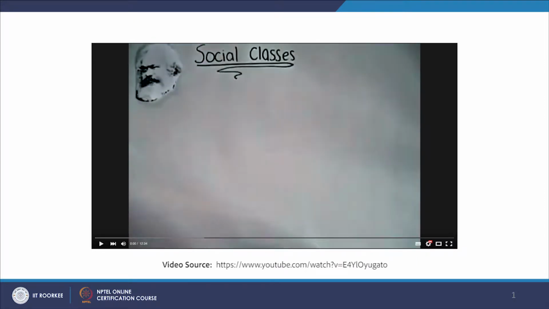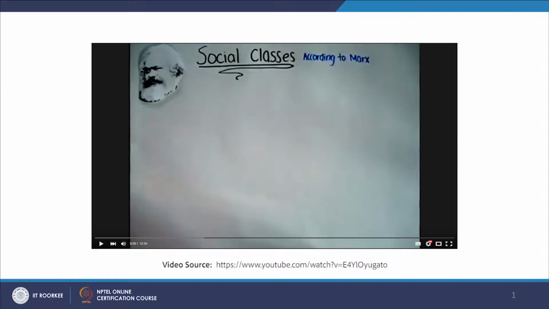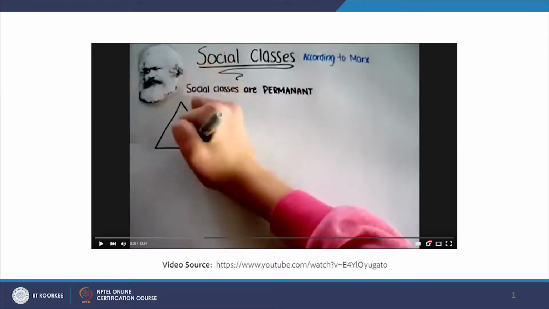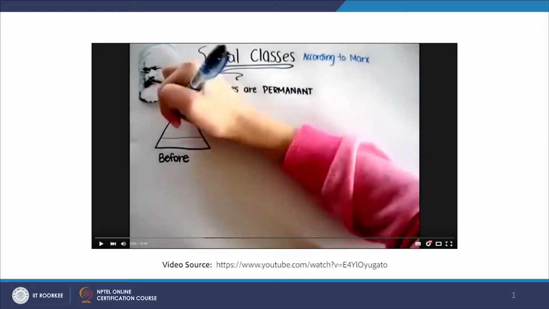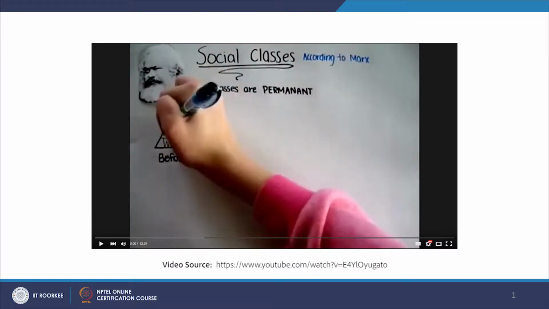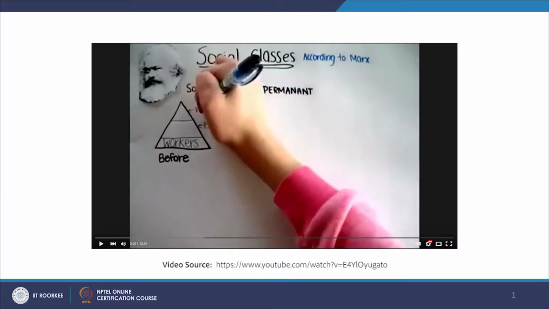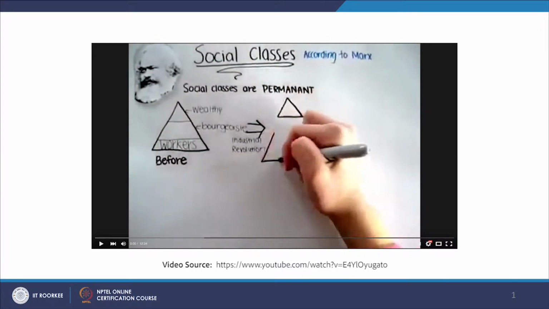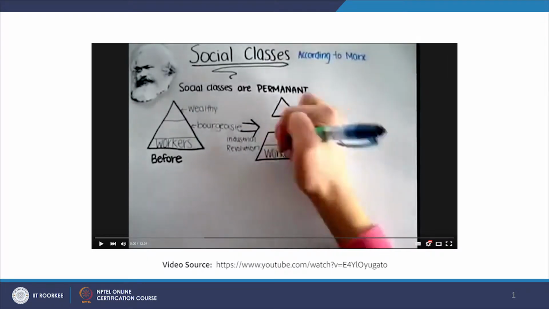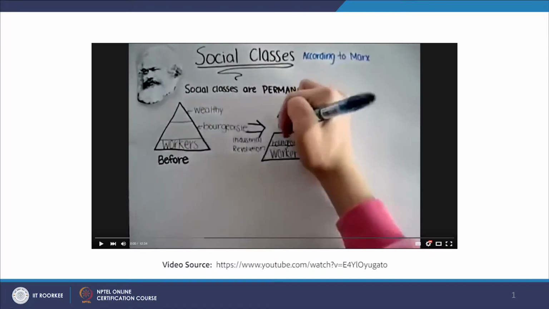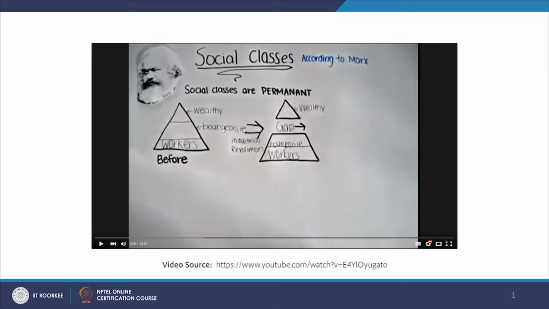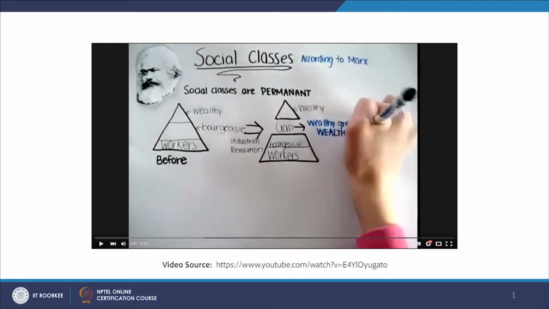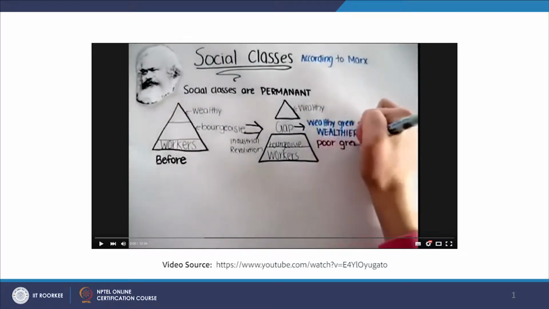In the Communist Manifesto, Karl Marx explained his views on social classes. He thought that social classes are permanent. Before the Industrial Revolution, he had workers on the bottom, the bourgeoisie or the middle class in the middle, and then wealthy on top. After the Industrial Revolution, he thought that the workers were going to be on the bottom, the middle class in the middle, and wealthy on the top. However, he had a gap between the wealthy and the rest. He thought that the wealthy were going to grow even wealthier, and that the poor were going to grow even poorer.